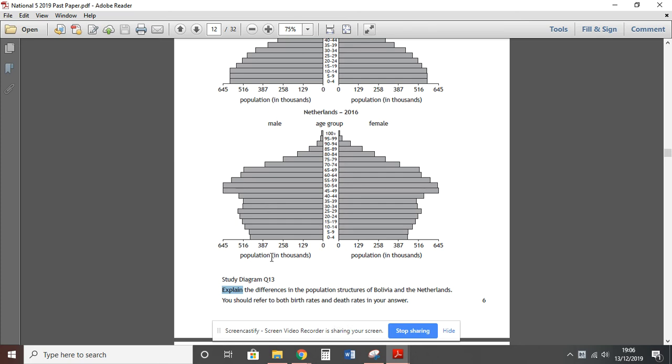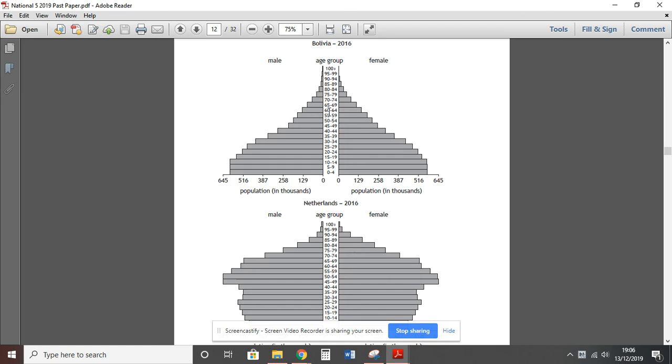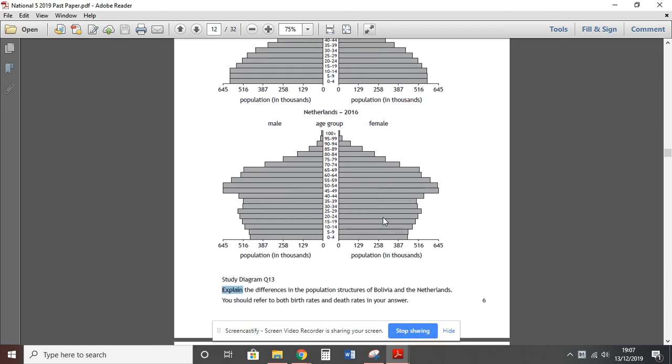So this is all about birth and death rates. 6 marks. So what I can do is give 3 reasons for the difference in the bottom, which is to do with the birth rates, and 3 reasons for the difference in the top of the pyramid, which is to do with life expectancy and death rates. I'll give you a few more reasons for each just to help you revise. So why does the Netherlands have a narrower base than Bolivia? Why are there fewer children being born?